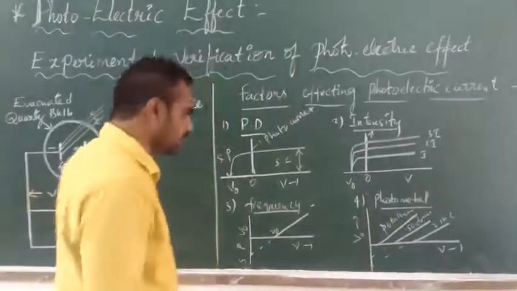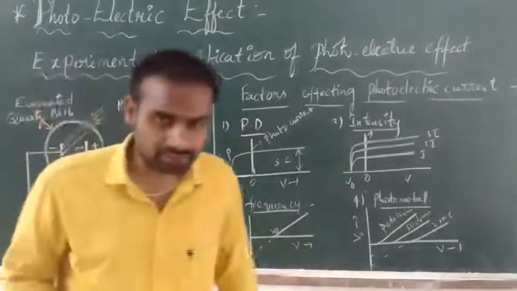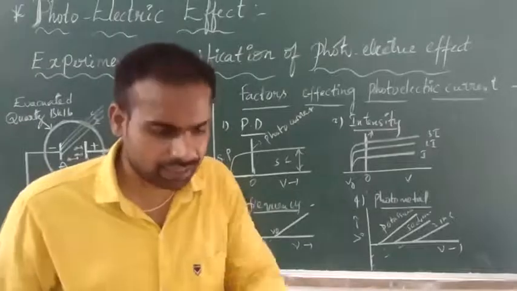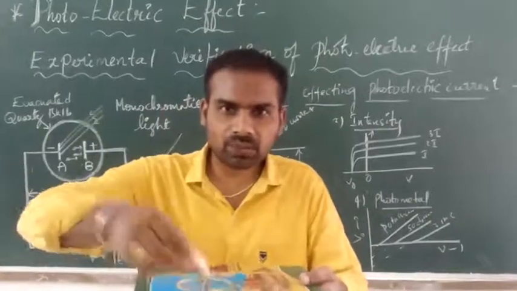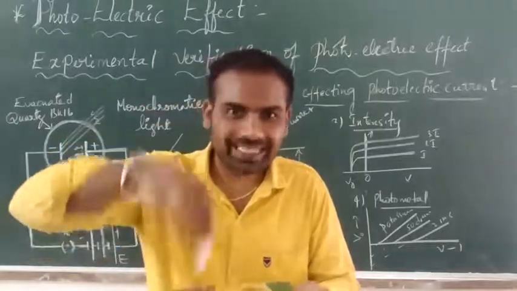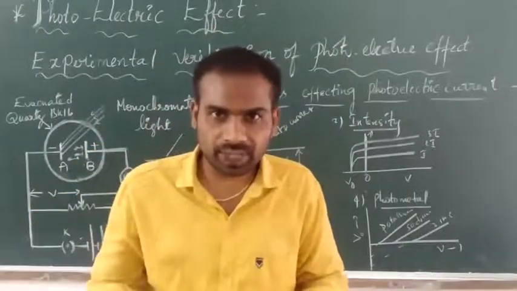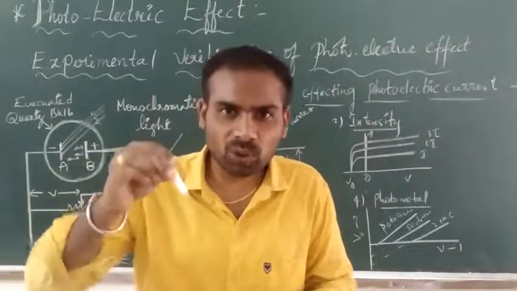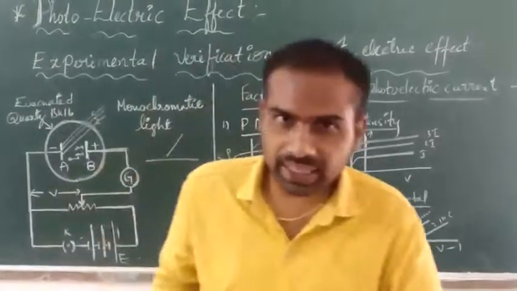In a simple way we can say that when any light or radiation of suitable frequency falls on a metal surface, what happens? The metal will eject some electrons, the electrons will come from the metal surface when the suitable light falls on it. This effect is called the photoelectric effect, and the emitted electrons are called photoelectrons. Is it clear? Simple.